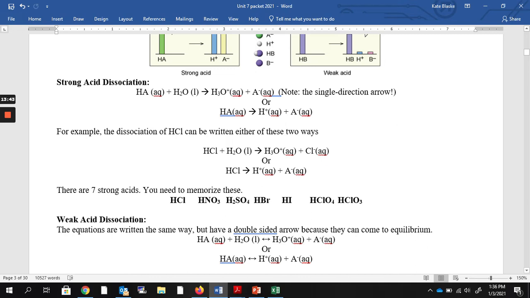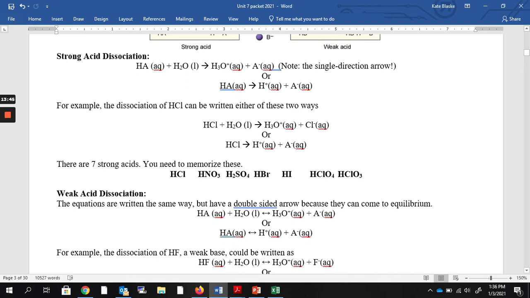There are 7 strong acids. You need to memorize them. For our purposes, there's no real pattern to why these ones are strong versus anything else. You're just going to have to go with it. So strong acids that you need to know are hydrochloric acid, nitric acid, sulfuric acid, hydrobromic acid, hydroiodic acid, perchloric acid, and chloric acid.